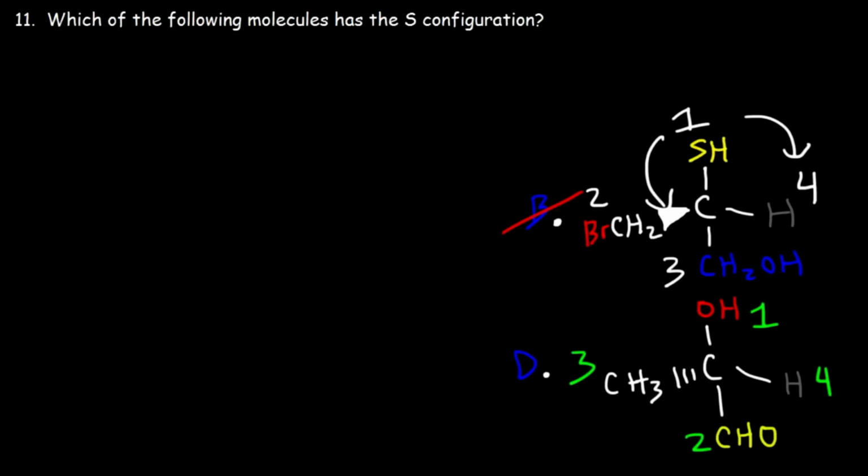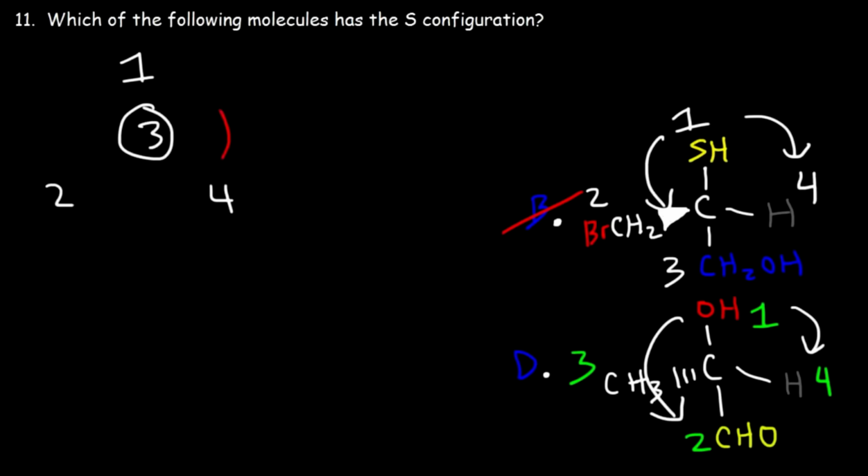So group number 3 is in the back. Let's put that in a circle. So for this one, we don't have to reverse it because what's inside the circle is already in the back. We want group number 4 to be in the back of the molecule. Right now, group number 1 is on top, so let's put that here. 4 is to the right of number 2, and 2 is to the left.